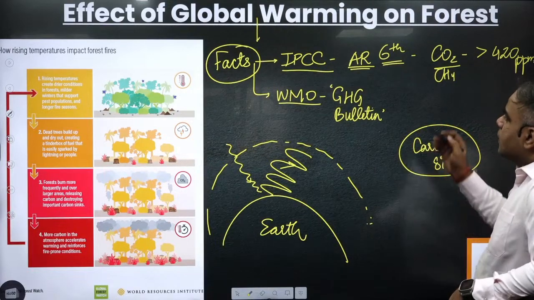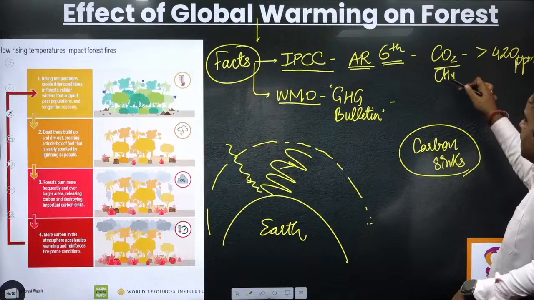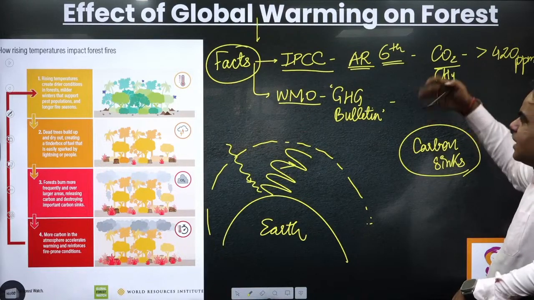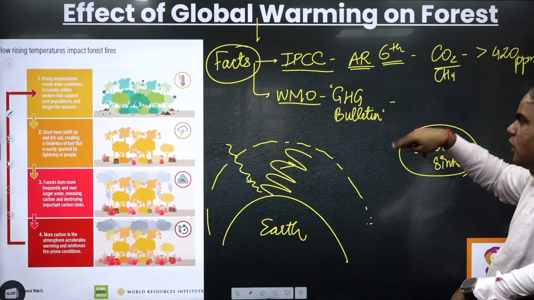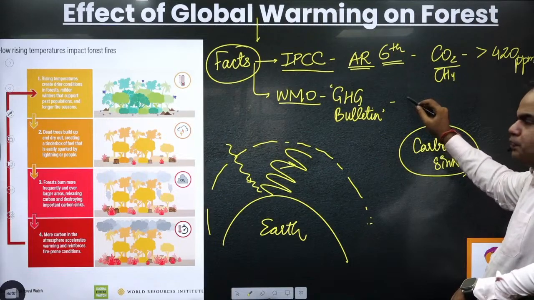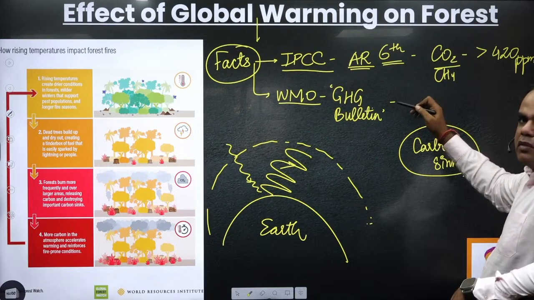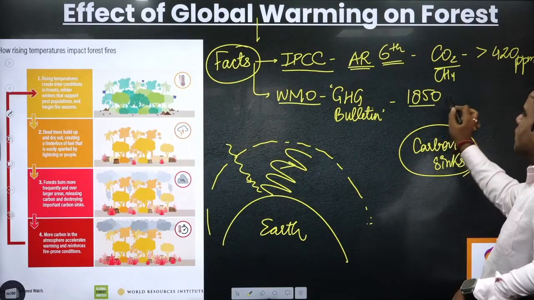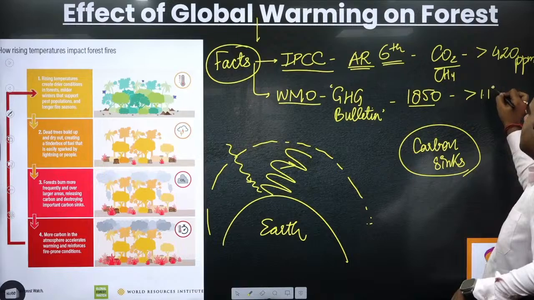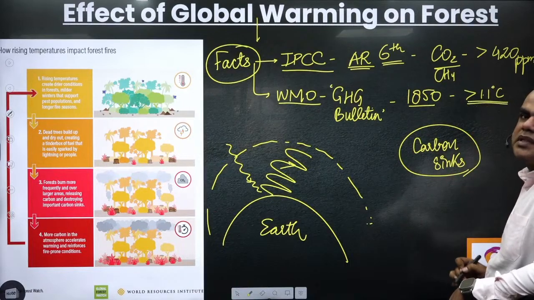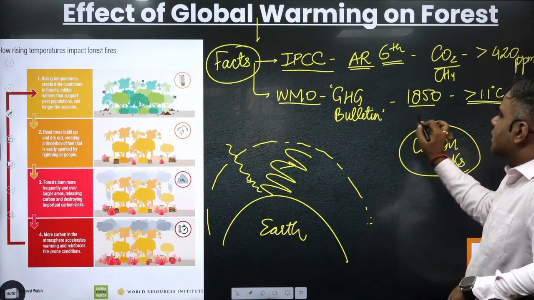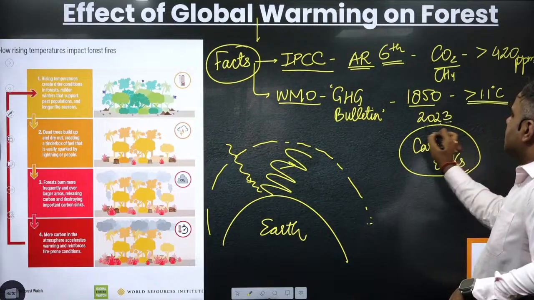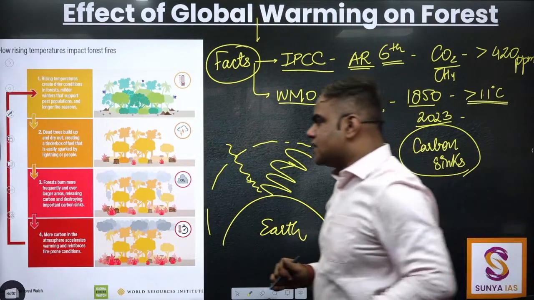So both these parts: individually the greenhouse gases are increasing, and both IPCC and WMO have spoken about how in the last 150 or 170 odd years, so post 1850 to now, there has been a greater than 1.1 degree Celsius temperature increase, 2023 being the warmest year. So these are some of the facts that you can remember.